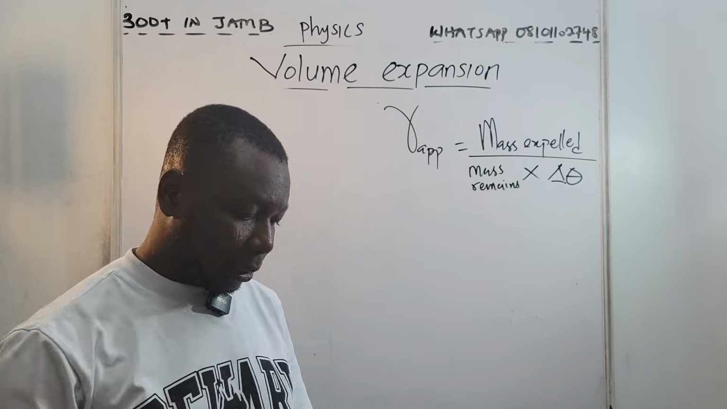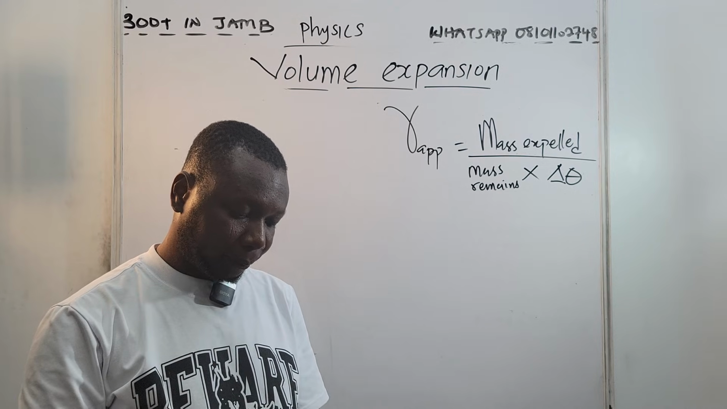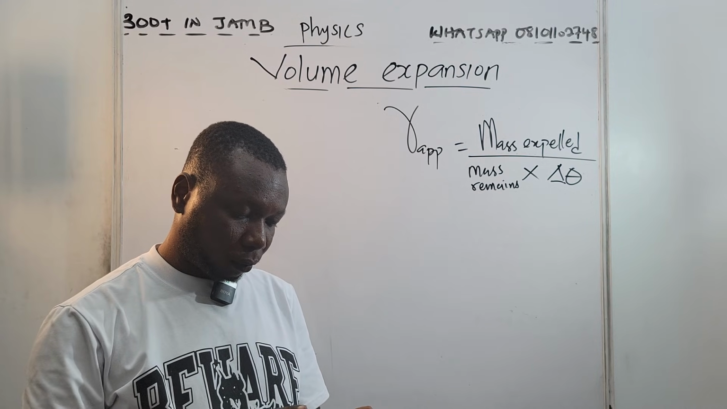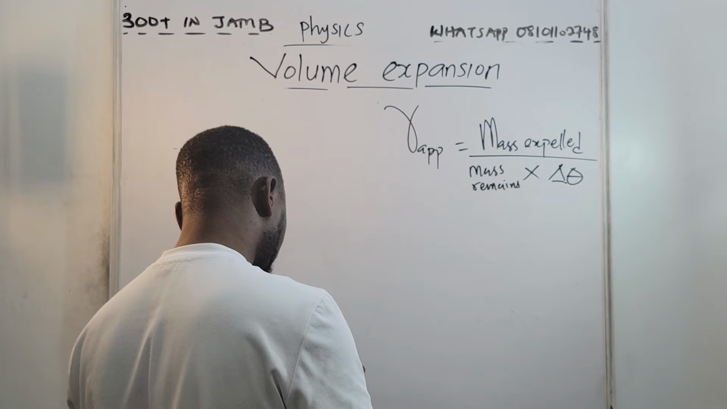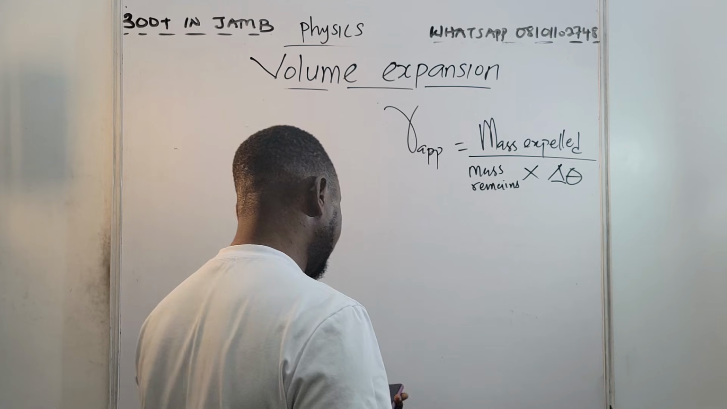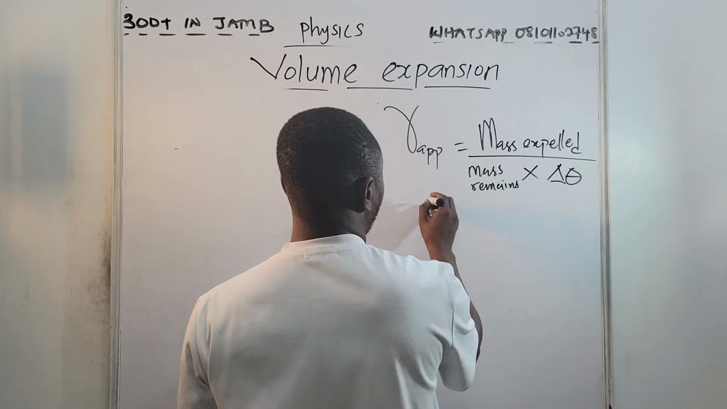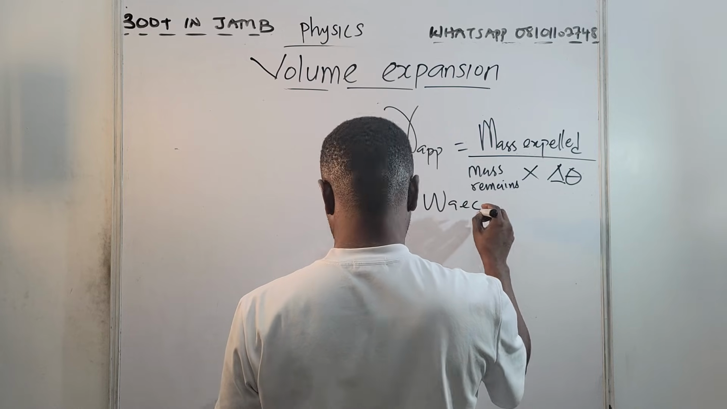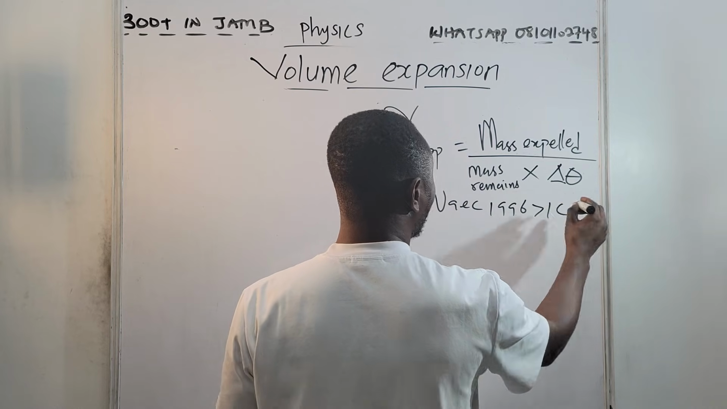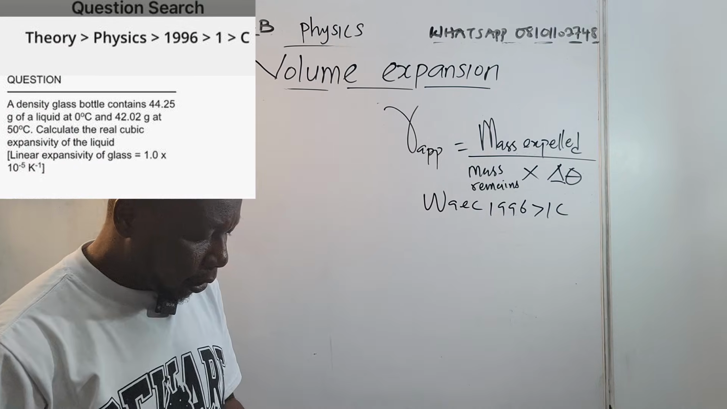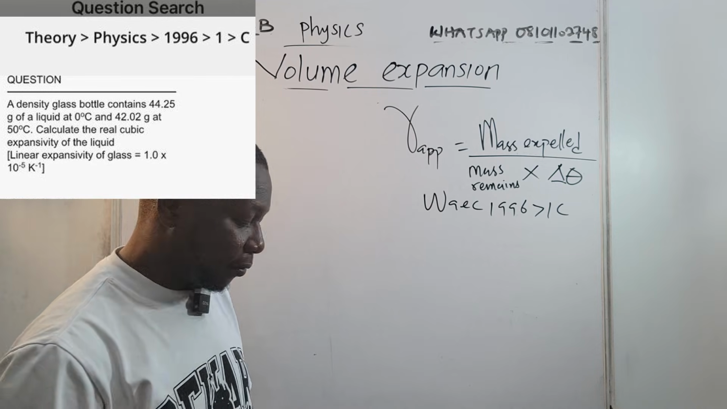So WAEC 1996. Let's see. From 1996, the question says a density glass bottle contains... So we have WAEC 1996, question 1C. All right. It said a density glass bottle contains 44.25 grams.